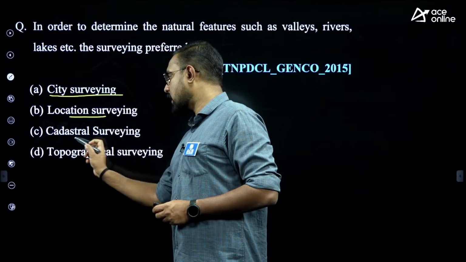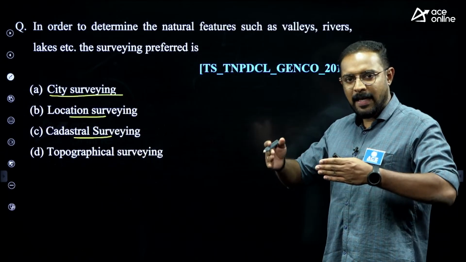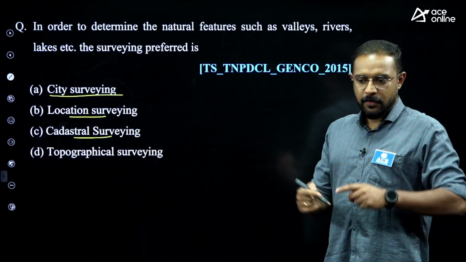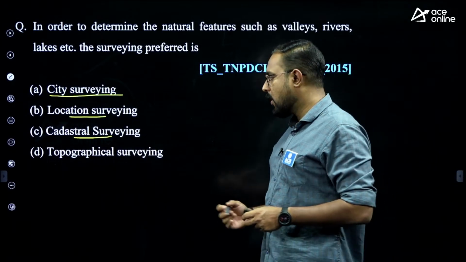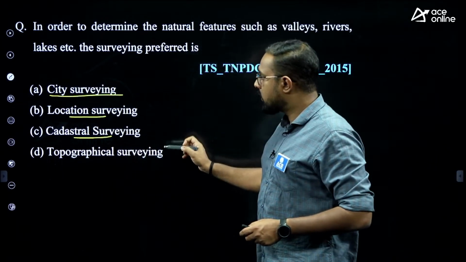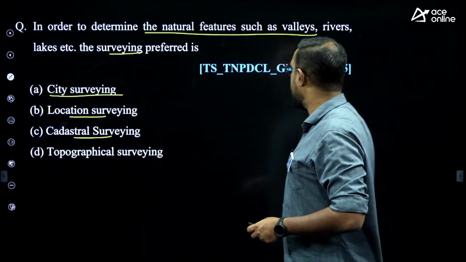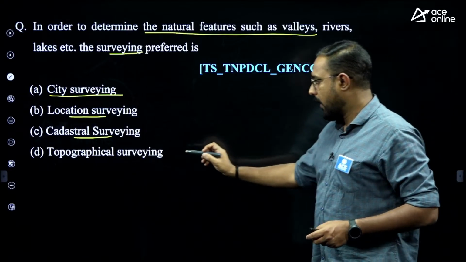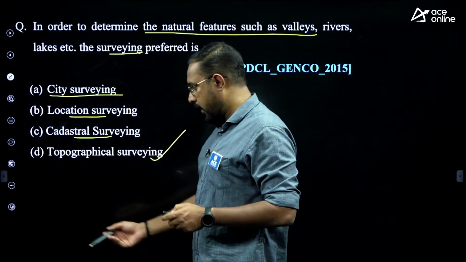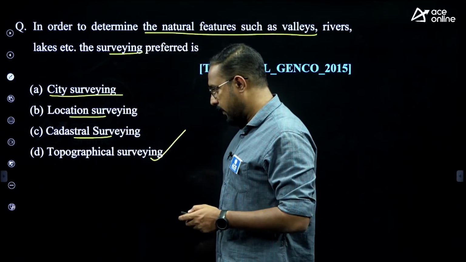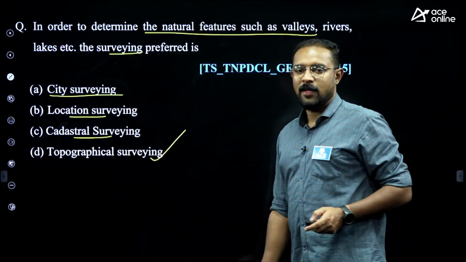Next, cadastral surveys. Cadastral surveys are mostly used for establishing legal boundaries. For establishing the legal boundaries between properties, we will conduct our cadastral surveys, followed by topographical surveys, which are used to determine the natural features such as valleys, rivers, lakes, etc. So here our answer is nothing but topographical survey. I can see that quite a few answers have come here. Thank you.